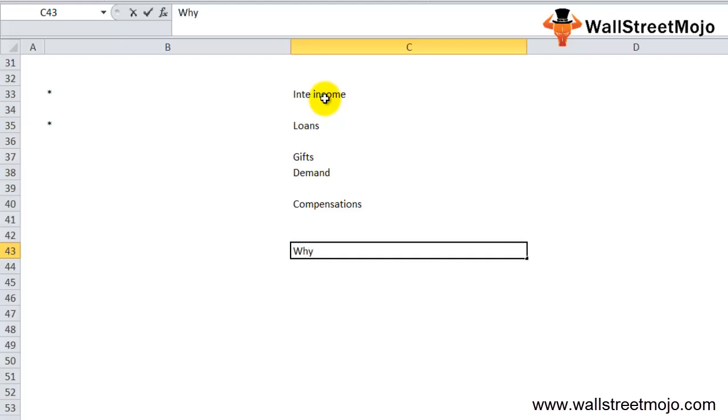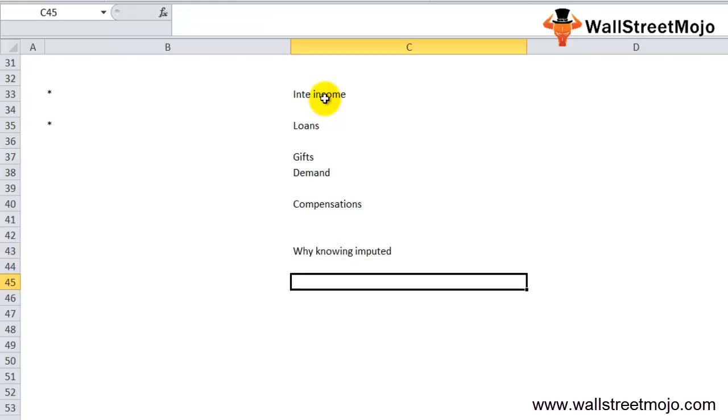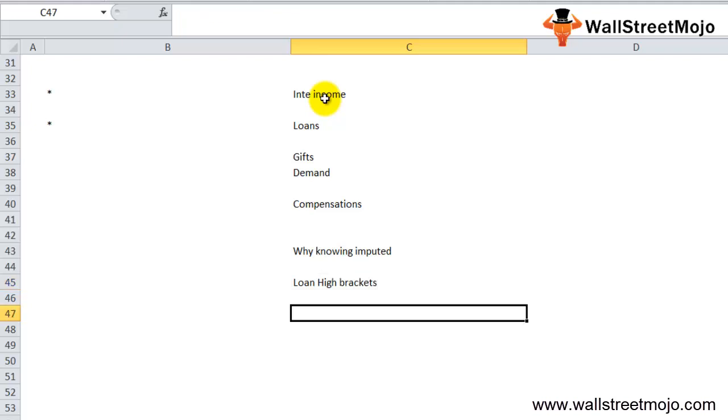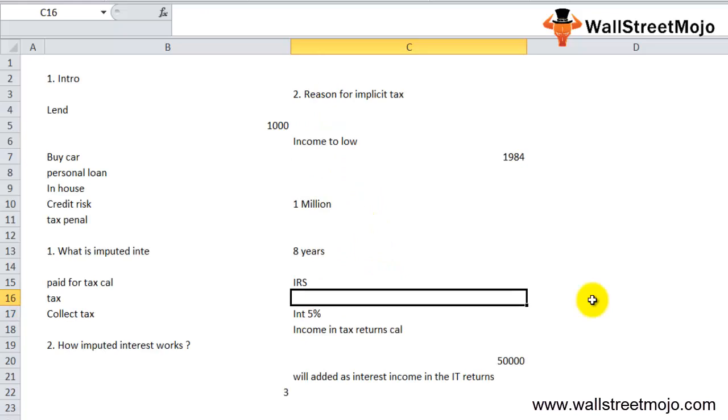So why is knowing the imputed interest rate helpful? See, imputed interest comes into the picture when a loan has been given interest free or at very low interest rates. So the IRS publishes these imputed interest rates monthly, and they remove any incentives to exploit in-house loan transfers and evade taxes by high bracket taxpayers. Knowing the imputed interest rates would be helpful in planning your investments better and would avoid any unpleasant surprise in your annual tax filings.